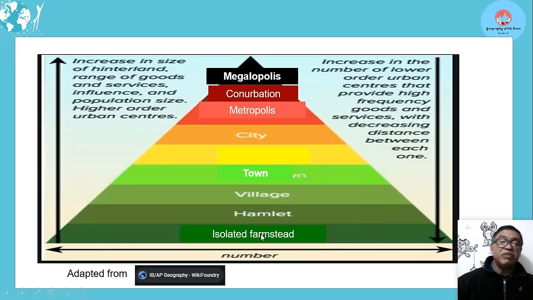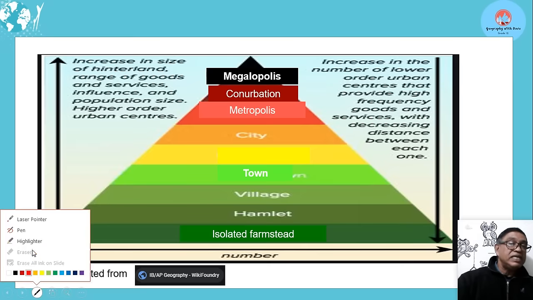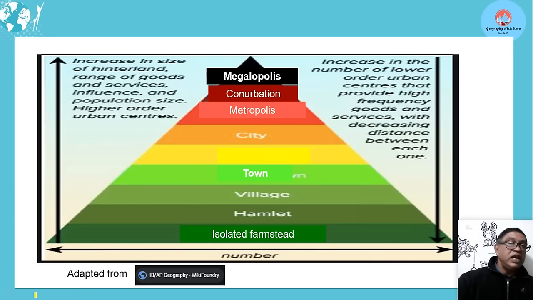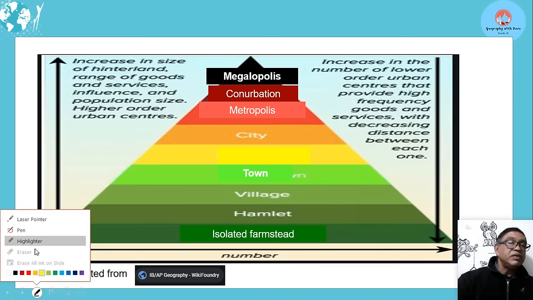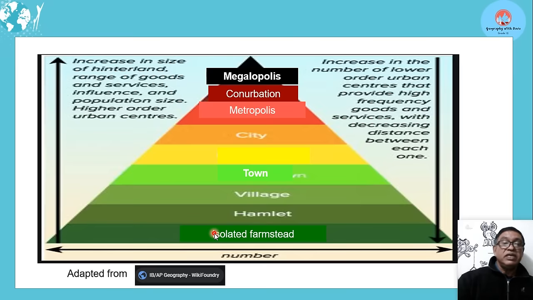We start off from an isolated farmstead, which is just one farmstead, maybe the barn, etc. And this has the largest number. Now let me just get my pointer. So if I look at this, single farmstead, largest number. Then we come to a hamlet, which is a loose grouping of farmsteads, no real organization, more than one farmstead, which is smaller in terms of numbers of hamlets.